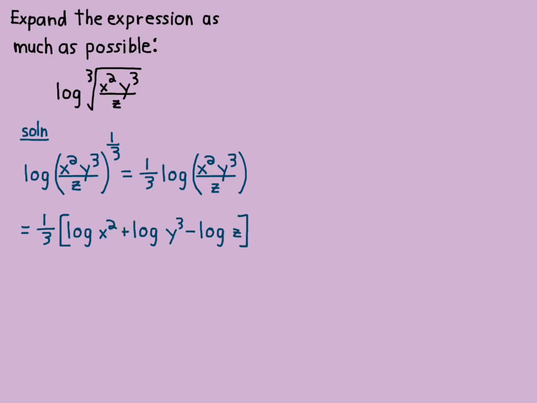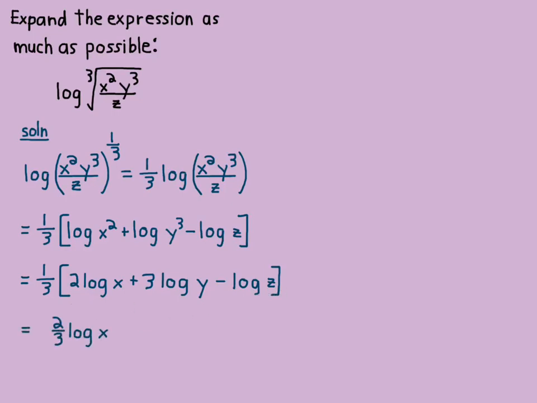This is just practice using the properties in one direction. And then the next example, we'll use it in the opposite direction. Okay, so you get 1/3 times the quantity 2 log x plus 3 log y minus log z. That's expanded as much as possible. Notice the logarithms are really simple. It's log x, log y, log z. So sometimes you want that, and that's when you would do this.